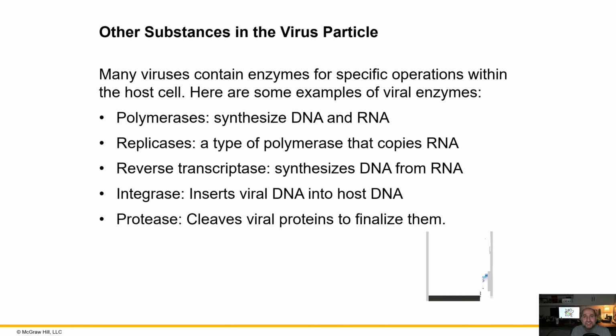Now, remember when I mentioned that viruses have a nucleocapsid as well as spike proteins? But they also can possess enzymes. Here are just a short list of different enzymes viruses may or may not possess. Polymerases. These are enzymes that can synthesize DNA or RNA. Replicases. These are enzymes which are a type of polymerase that copies RNA. Reverse transcriptase. These are enzymes that synthesize DNA from RNA. Reverse transcriptase can be found in classes 6 and 7.